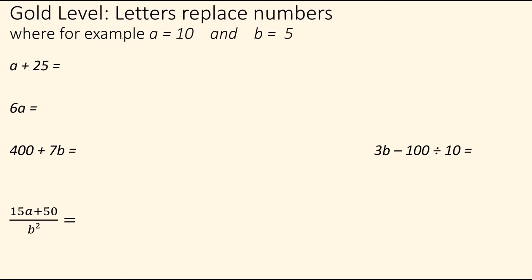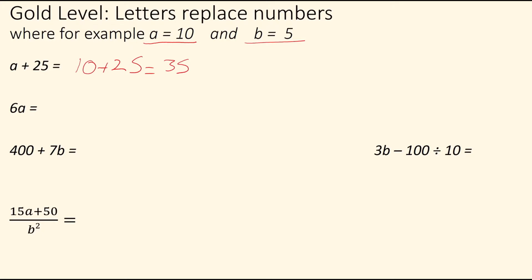You could be using a calculator. So I'm going to use A equals 10 and B equals 5. It could be any letter and it could be any number, but I'm going to use those for each of these calculations. For our first one, we have a plus 25. Well, in this case, a equals 10. So actually, it's 10 plus 25, and that equals 35. So that wasn't too bad.